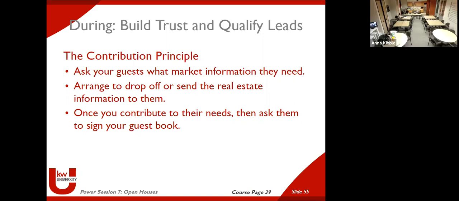So arrange to drop off or send them information, right? Like Adrian said, make sure you follow through. Sign your guest book, right? Whatever you're doing, whether it's a raffle or you're doing it electronically, or you're doing it on a piece of paper that allows you to take notes, I think you definitely need to have a way figured out on how you're gonna collect their contact info. Like text me, and I'm gonna text you back, right? You gotta have a way to collect information.